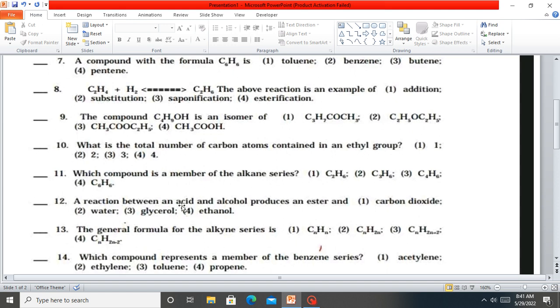A reaction between an acid and an alcohol produces an ester, so an esterification reaction between an alcohol and an acid gives you an ester and water. So the answer is 2.